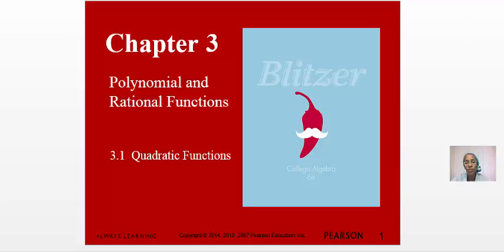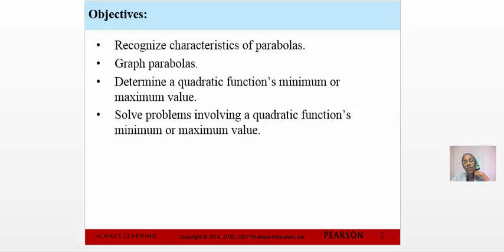Okay, we're going to look at Chapter 3, the first section, where we're looking at quadratic functions. The objectives in this section are to recognize characteristics of parabolas, graph parabolas, determine a quadratic function's minimum or maximum value, and solve problems involving a quadratic function's minimum or maximum value.